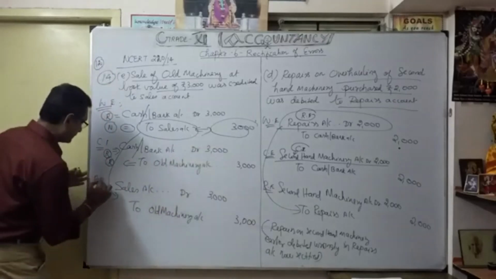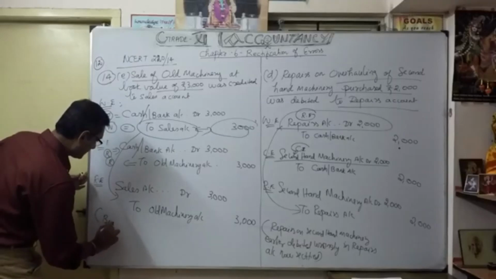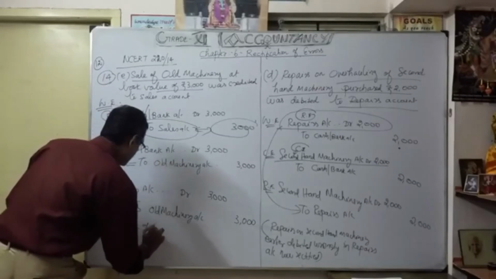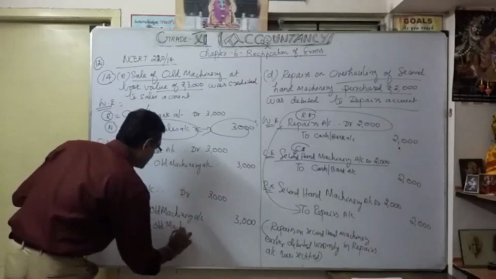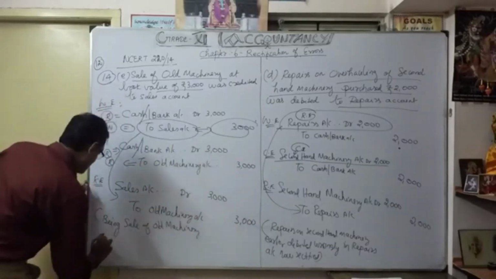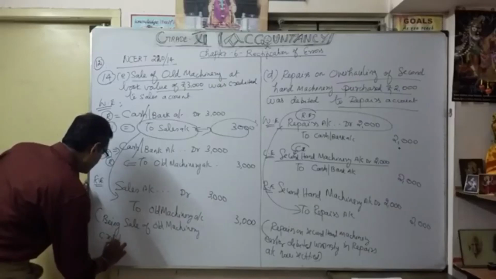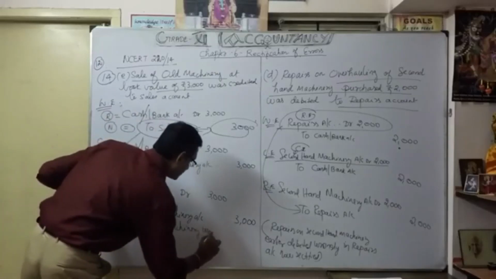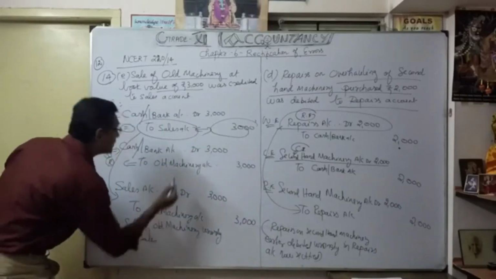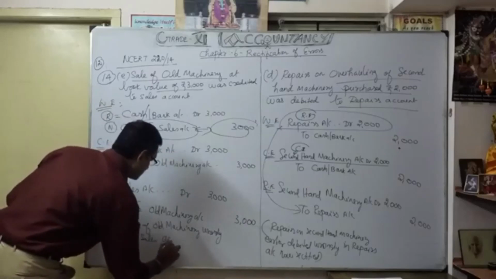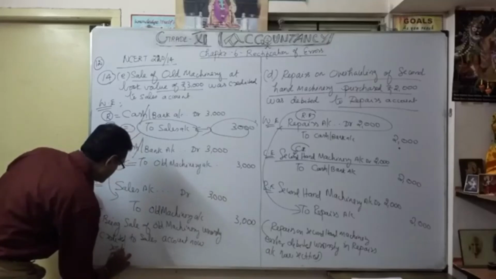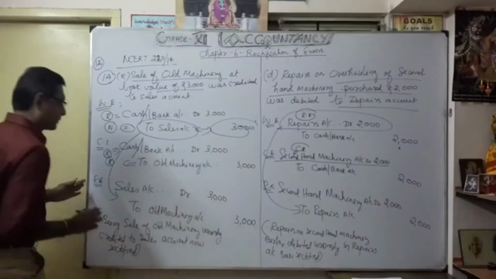Okay, rectification entry, that is right. So the narration being: being sale of old machinery, considered as machinery, credit wrongly credited to sales account. Okay, sales account. Now rectify. Okay, narration is very important. You would have understood.